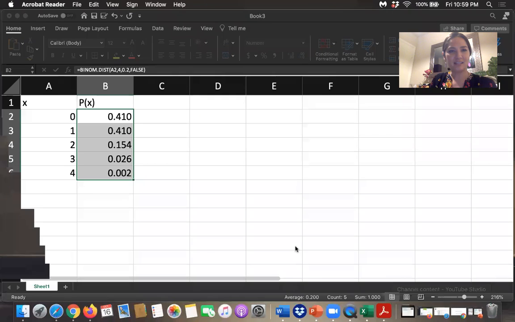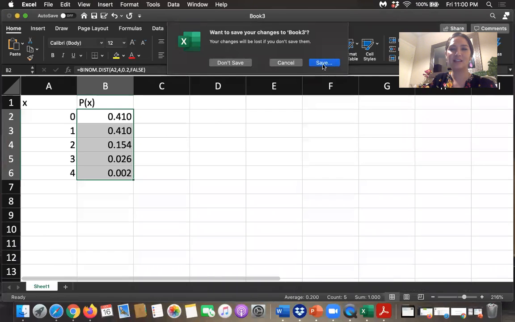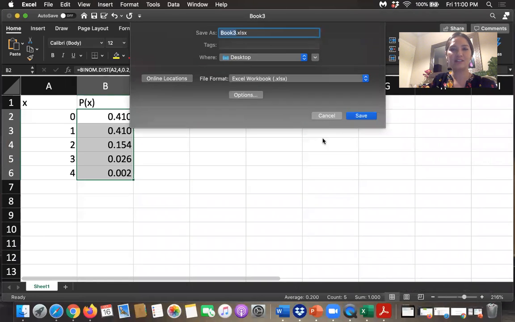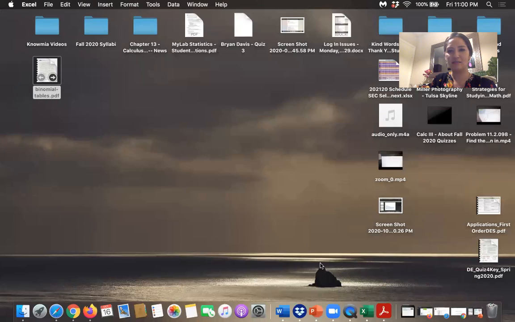Let's go back to that Excel spreadsheet. We get exactly the same answer. So you can use technology or you can just look it up in a table. And either way, you're going to get the same answer as long as you're using your technology correctly. No, I don't need to save that. Okay.